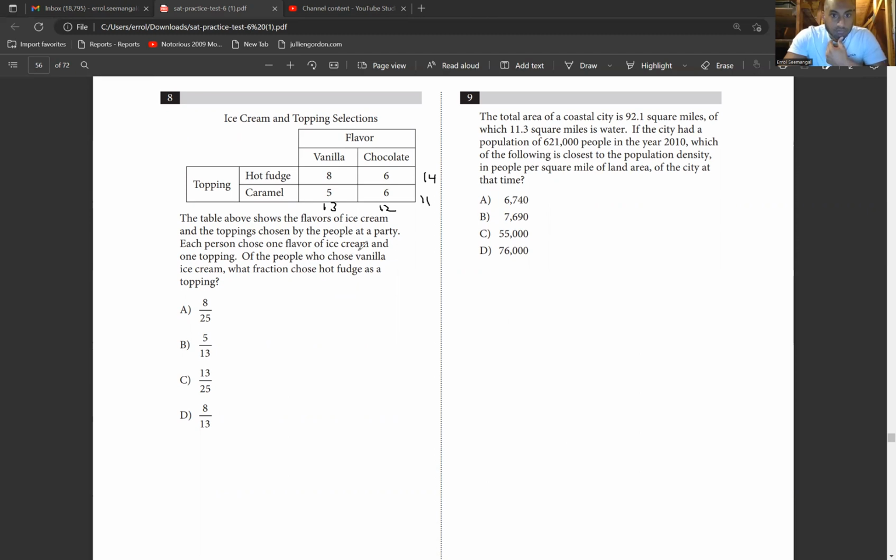Each person chose one flavor of ice cream and one topping. Of the people who chose vanilla ice cream, oh, so 8 people chose vanilla. What fraction chose hot fudge as a topping? Okay, so it'd just be 8 over 13. Where's the hot fudge? Oh, okay. A, 8 over 13.